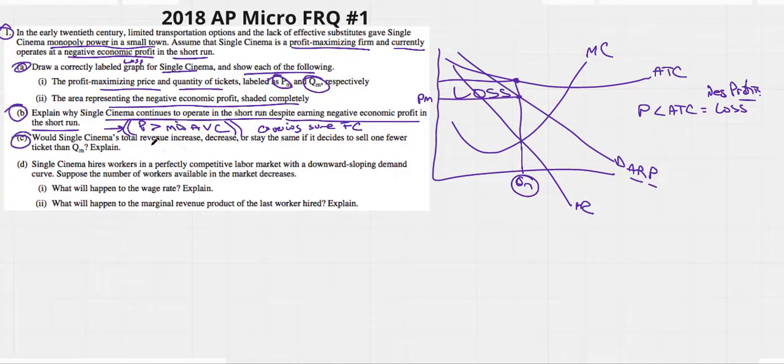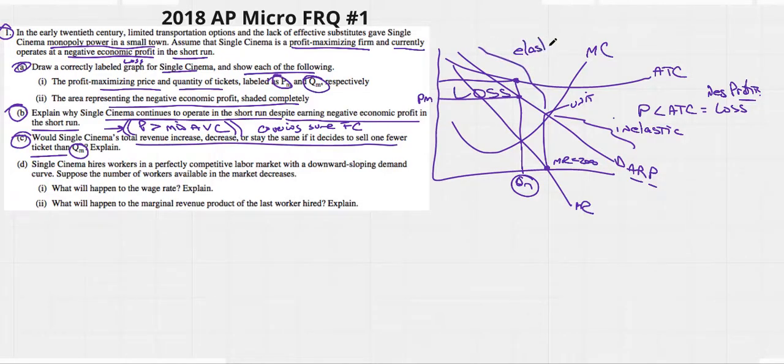C, would Single Cinema's total revenue increase, decrease, or stay the same if it decides to sell one fewer ticket than QM? Do recognize that we can find the elasticity of our monopoly demand curve here by finding where marginal revenue is 0, which is right there. If we go straight up, wherever we hit the demand curve, that would be unit elastic right there. Everything below it would be inelastic. Everything above it would be elastic. So this section of our demand curve is inelastic. This section is elastic. We're in the elastic section of the curve.